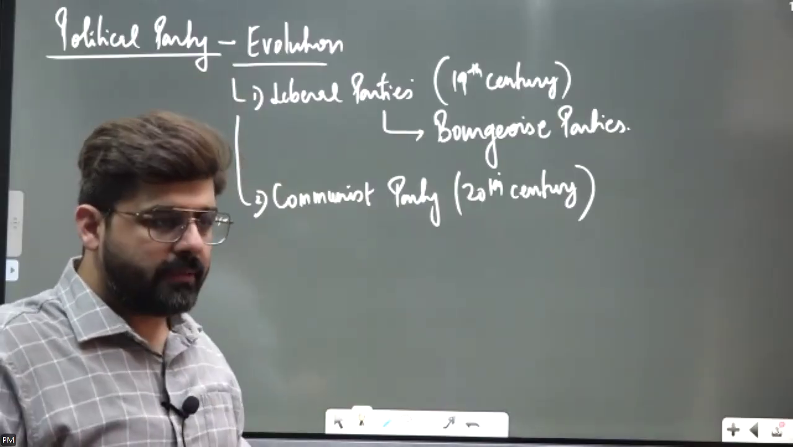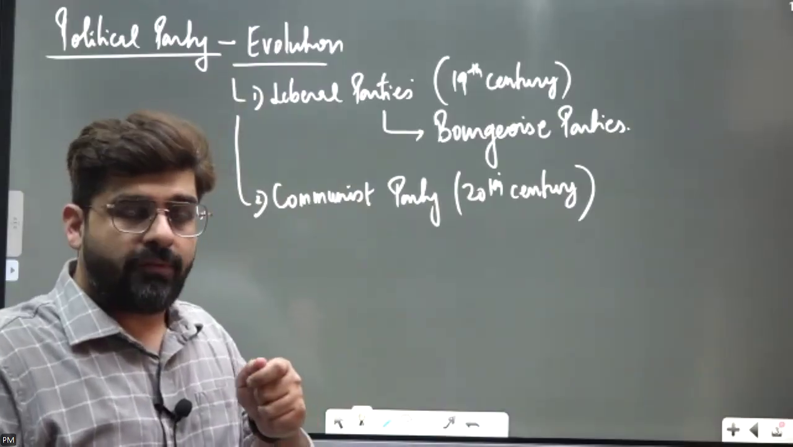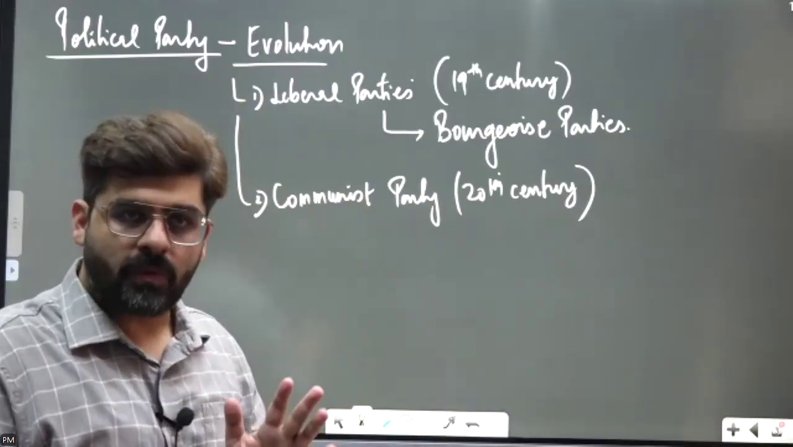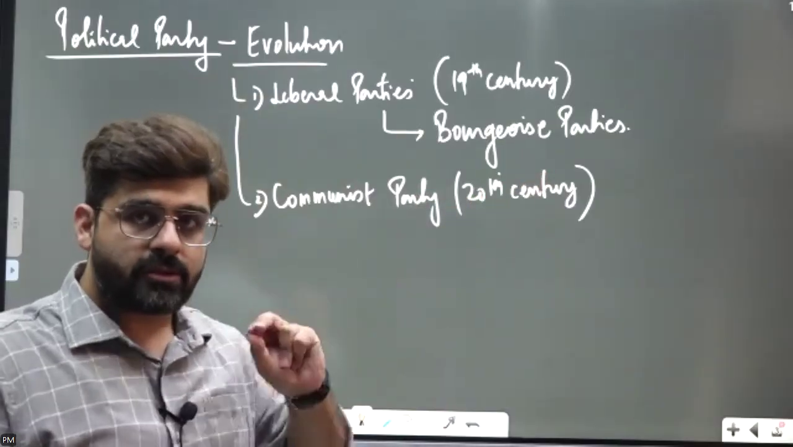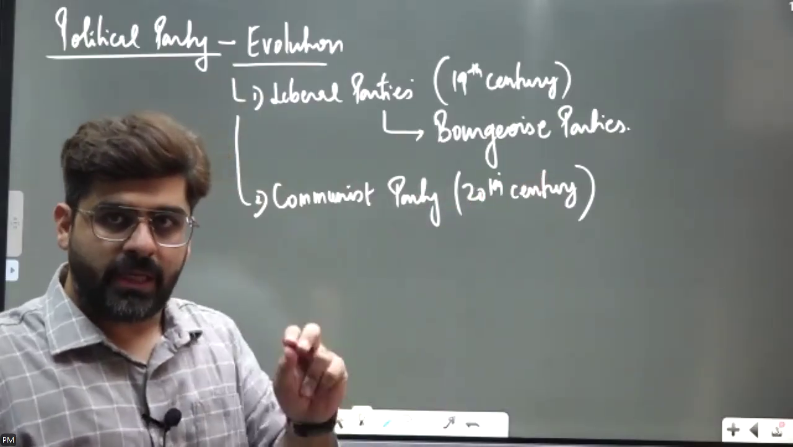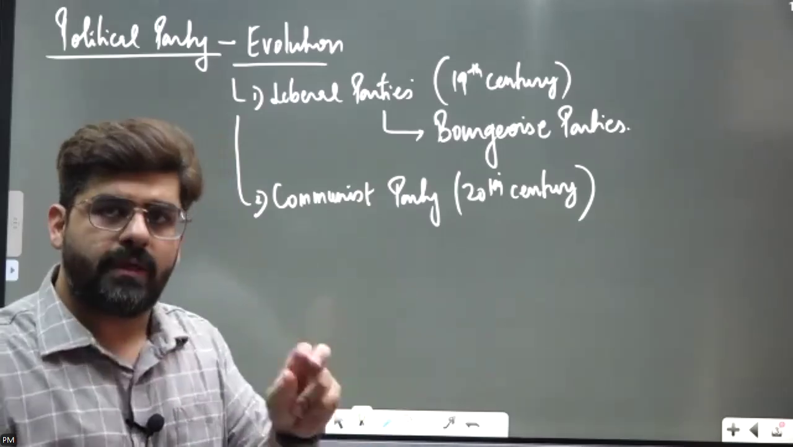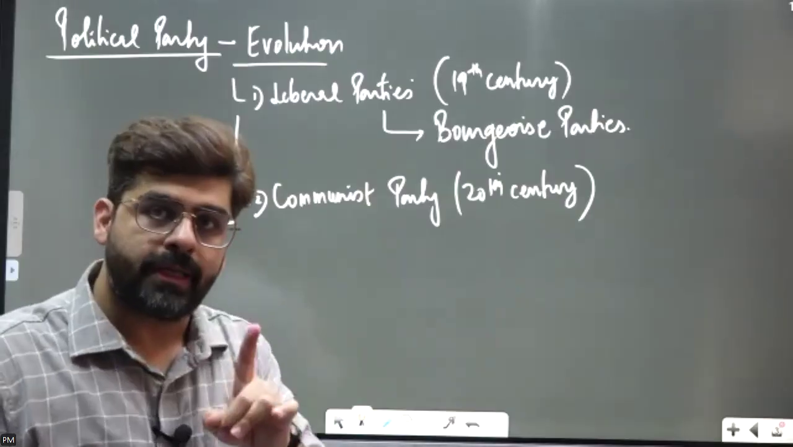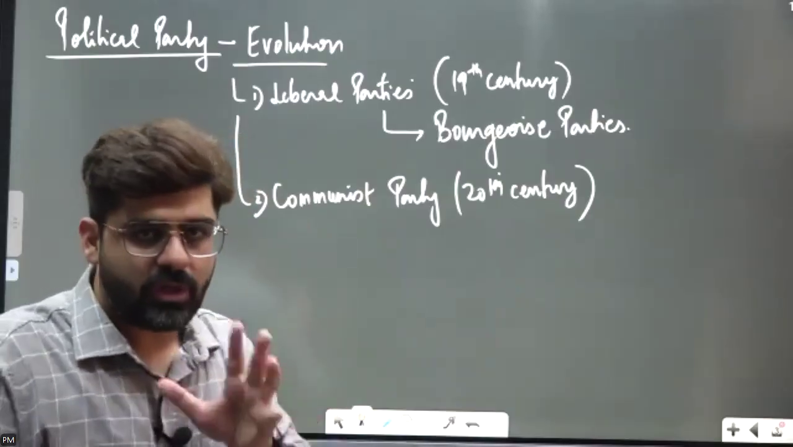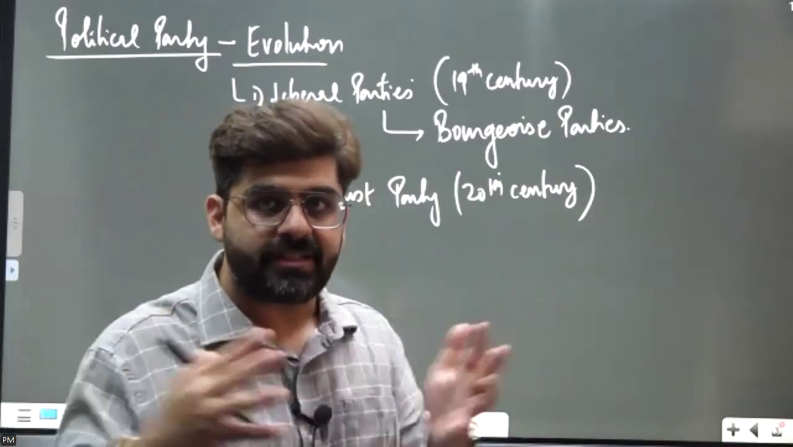And in today's world, these parties are the primary mechanisms of interest aggregation. You remember interest aggregation, the structural functional approach? The task of interest aggregation, as per Gabriel Almond and Powell, will be done in every country. And who will do this task in every country? The political parties will do this task. So today, what are political parties? Political parties are nothing but mechanisms of interest aggregation.